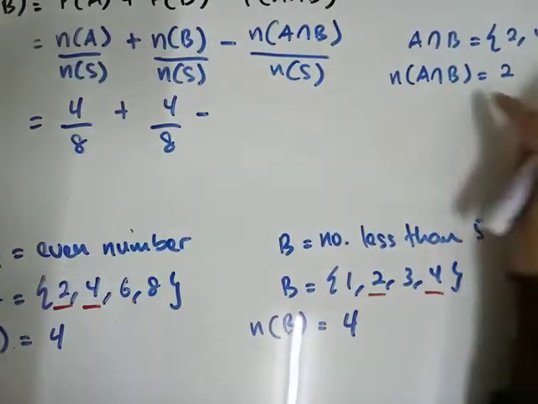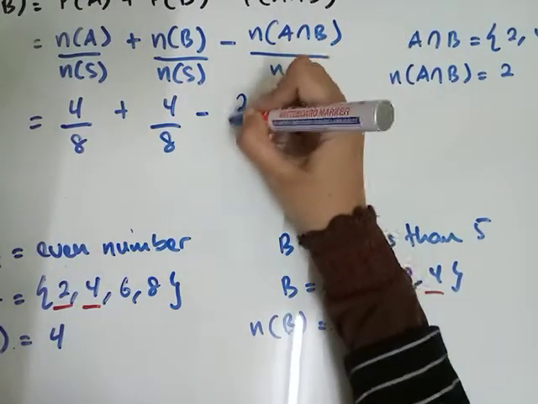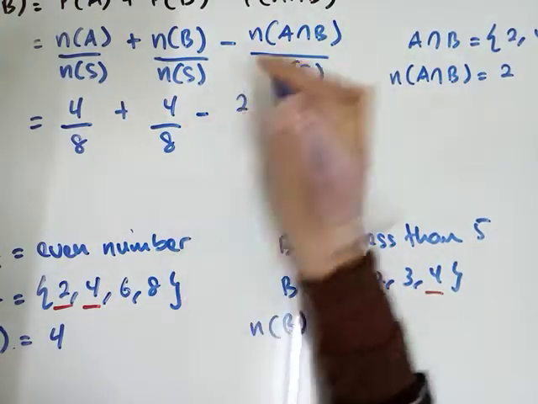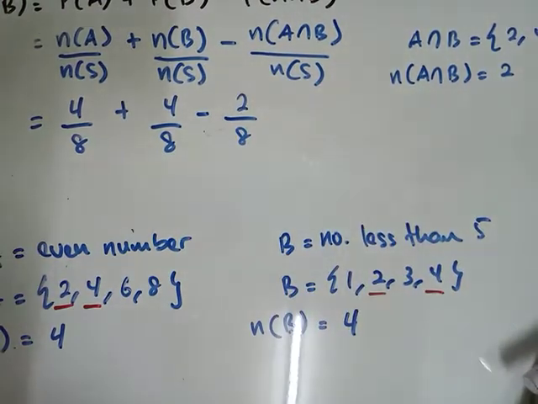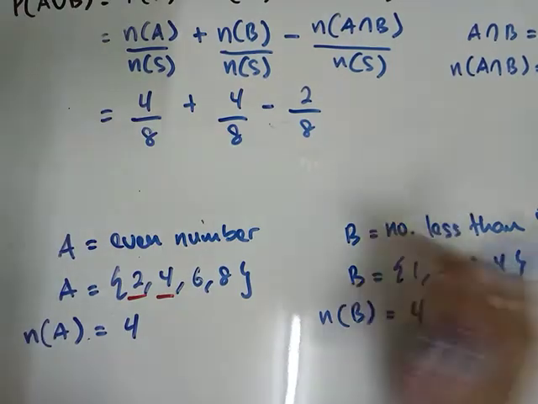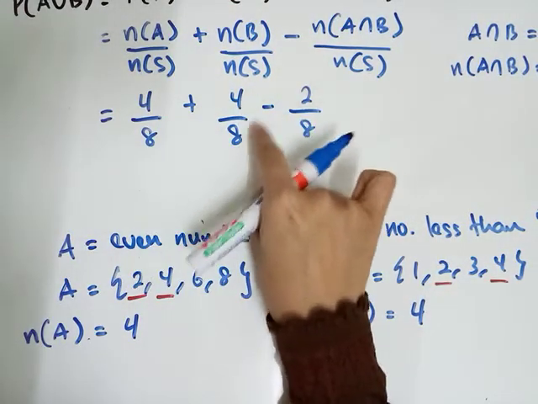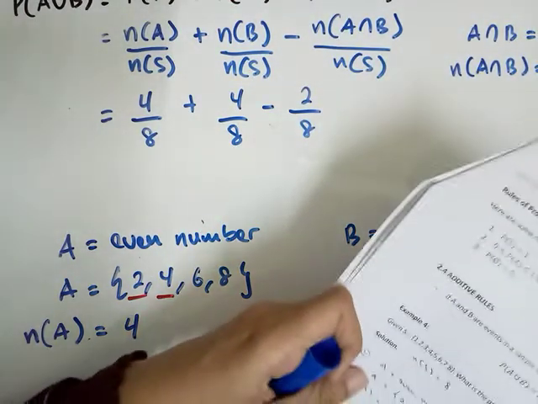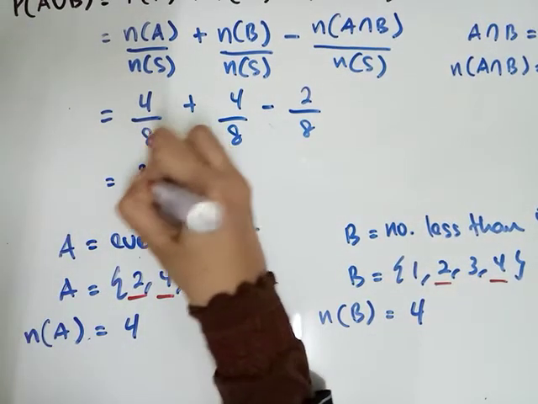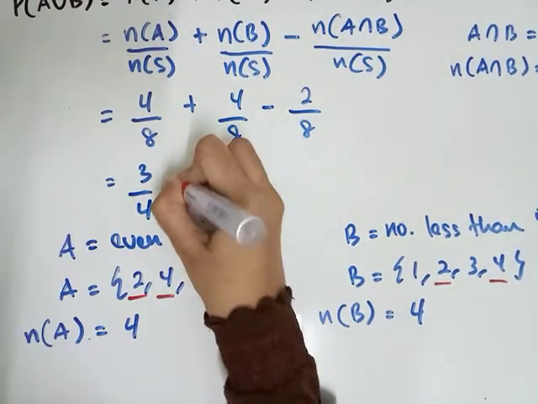Okay, so we know that it is 2 over NS is 8. And then you can calculate 4 over 8 plus 4 over 8 minus 2 over 8. The answer is 3 over 4. This is the answer.